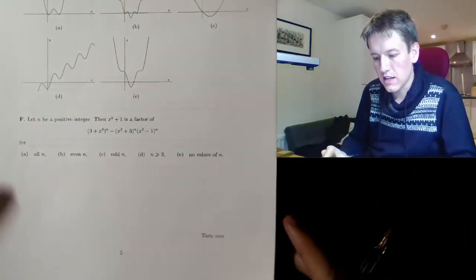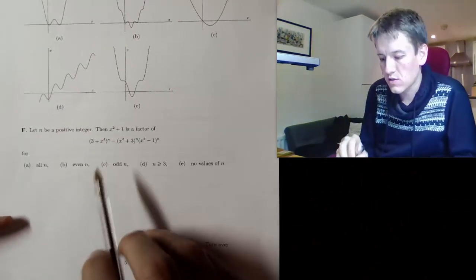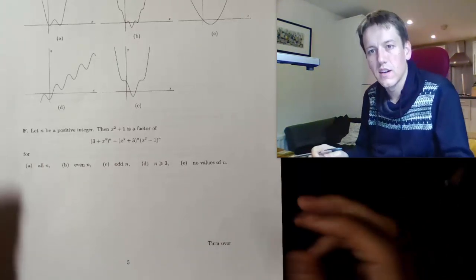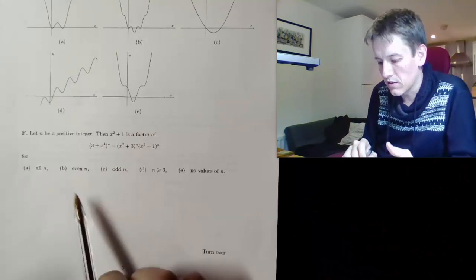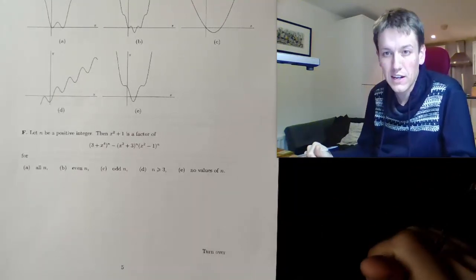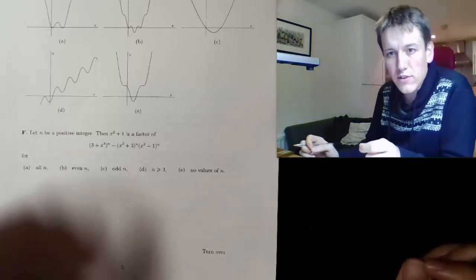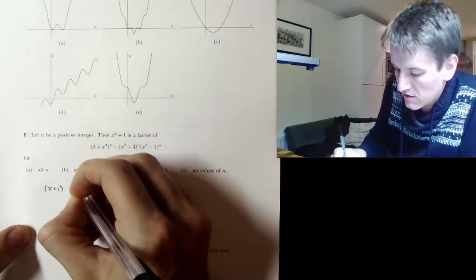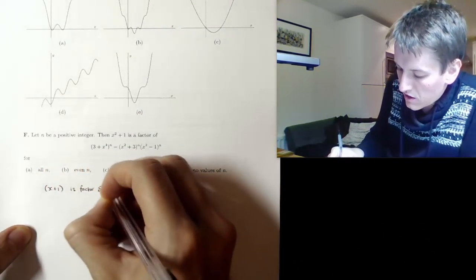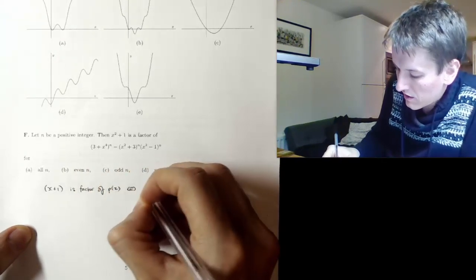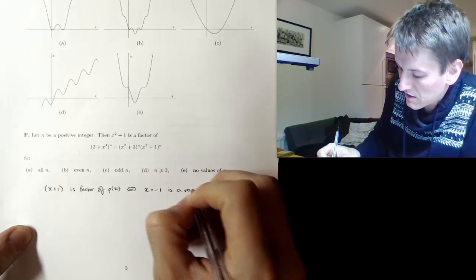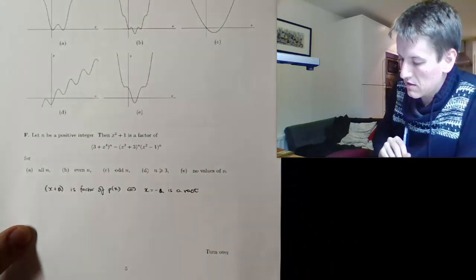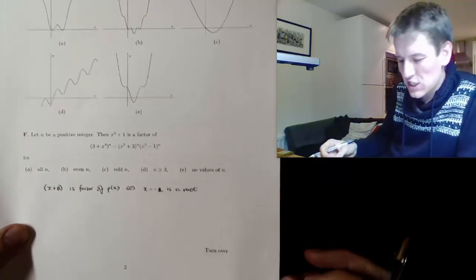It says, let n be a positive integer, then x squared plus 1 is a factor of this expression, and we need to decide for which values of n that's true. Is it all n, just even, just odd, no values of n, or n larger than or equal to 3? Now from A-level you should be familiar with the factor theorem, that says things like, x plus 1 is a factor of a polynomial if and only if x equals minus 1 is a root. I'm just stating this as an example. You can change 1 to a and the root to minus a, and this is a generalization of that we're using here.